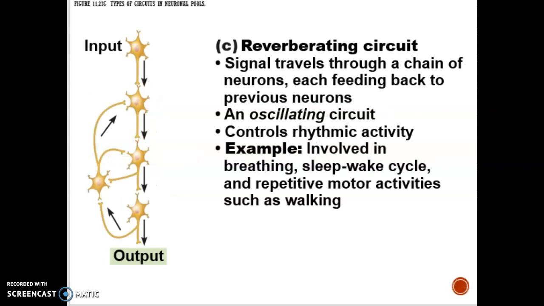The next is reverberating, and reverberating is kind of like an oscillating circuit. It sends a signal down and then it kind of reverts back to one of the other ways. This is kind of our repetitive actions. It's rhythmic activities like walking or breathing, our sleep-wake cycle. This is a pretty typical action.